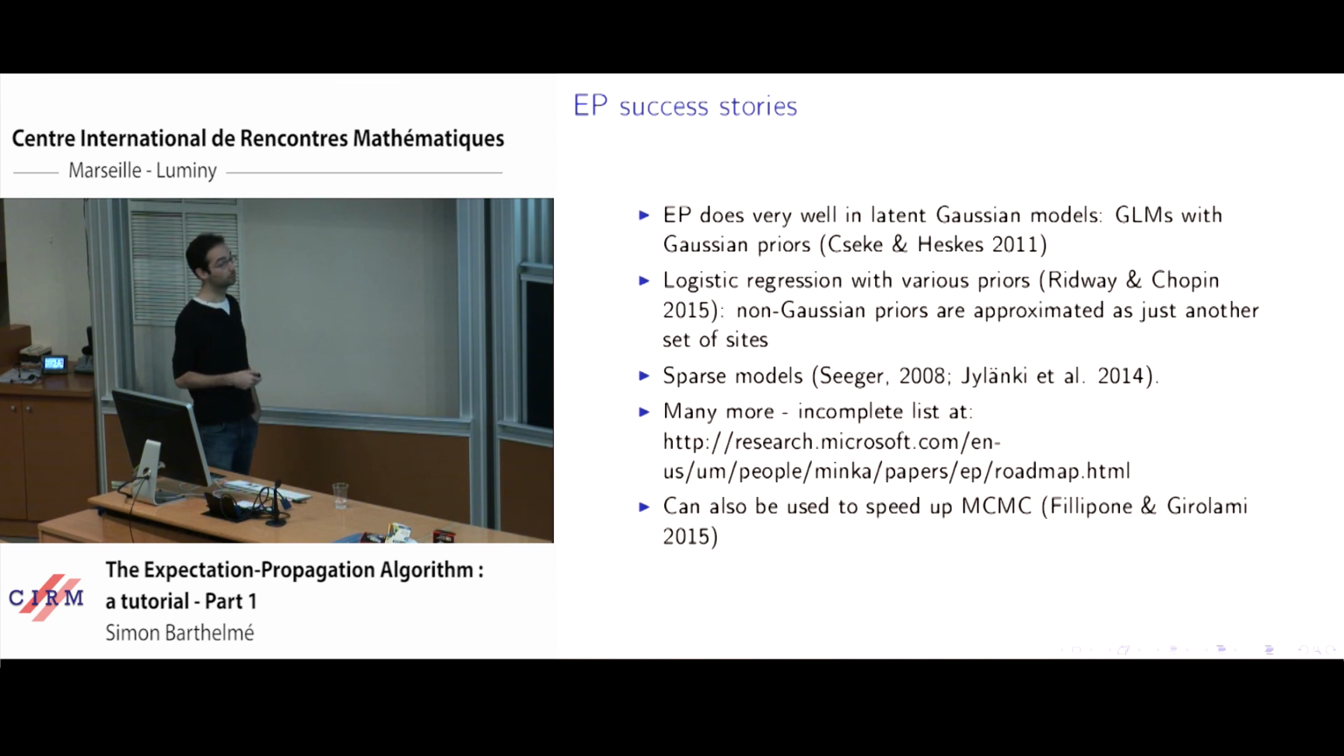And there's many more. I mean, EP has been used in robotics for optimal control. It's been used in bilinear models. It's been used in all kinds of machine learning stuff.